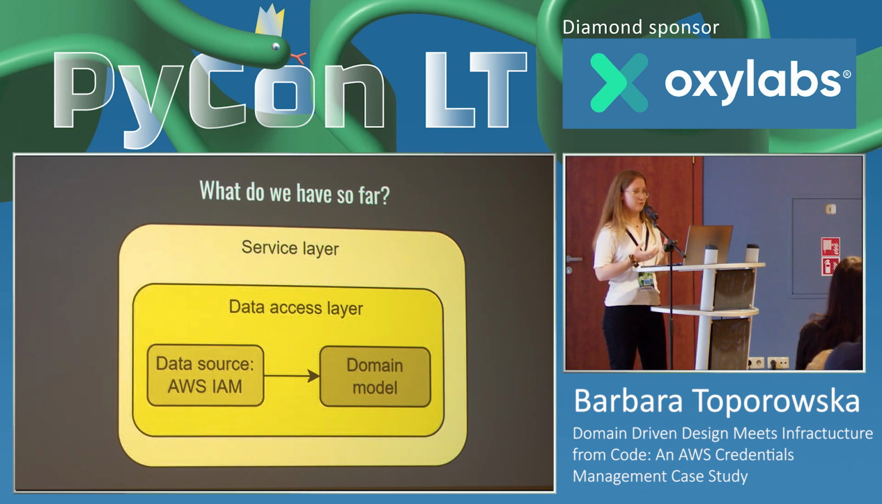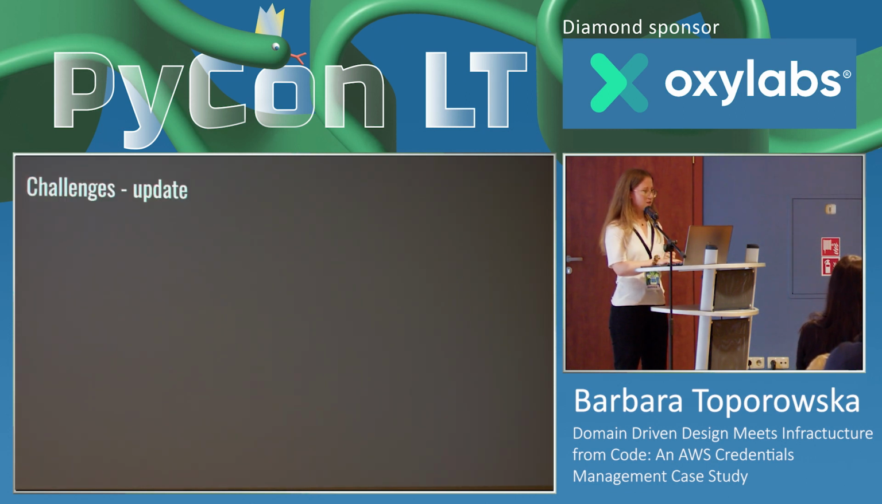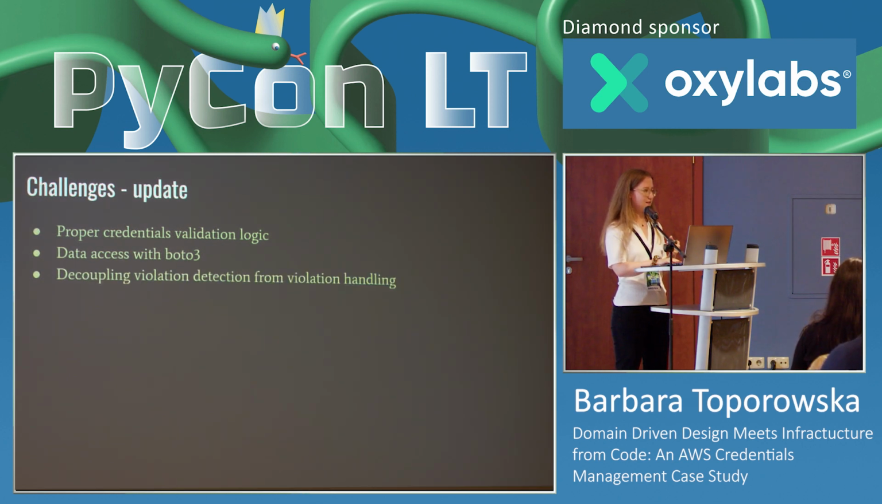So this is what we have so far. We have a domain model holding our core logic. We have the data access layer, which populates it with real data, and the service layer orchestrating the workflow. So at this point, we took care of a couple of challenges already. We have proper validation logic in the domain layer. We manage data access with boto3 in the data access layer. And then the service layer takes care of decoupling detection and handling of violations, and managing the workflow.